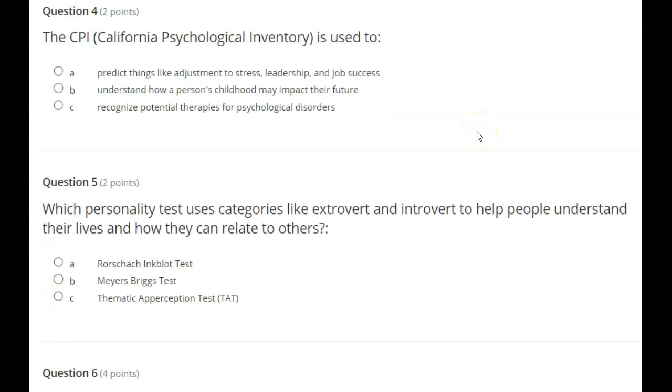The CPI, California Psychological Inventory, is used to: A, predict things like adjustment to stress, leadership, and job success. B, understand how a person's childhood may impact their future. C, recognize potential therapies for psychological disorders.